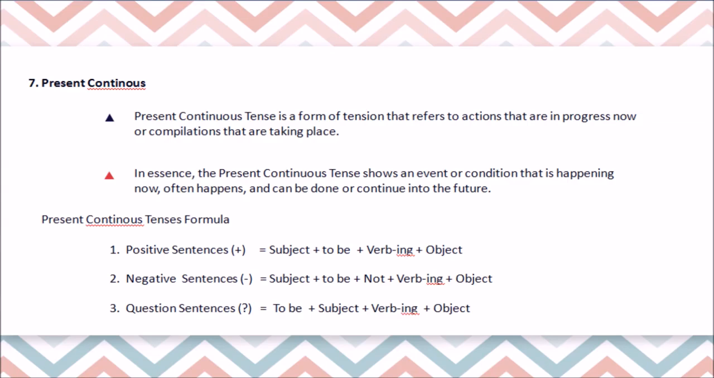Present continuous tense formula. Positive sentence: subject plus to be plus verb-ing plus object. Negative sentence: subject plus to be plus not plus verb-ing plus object. Question sentence: to be plus subject plus verb-ing plus object.